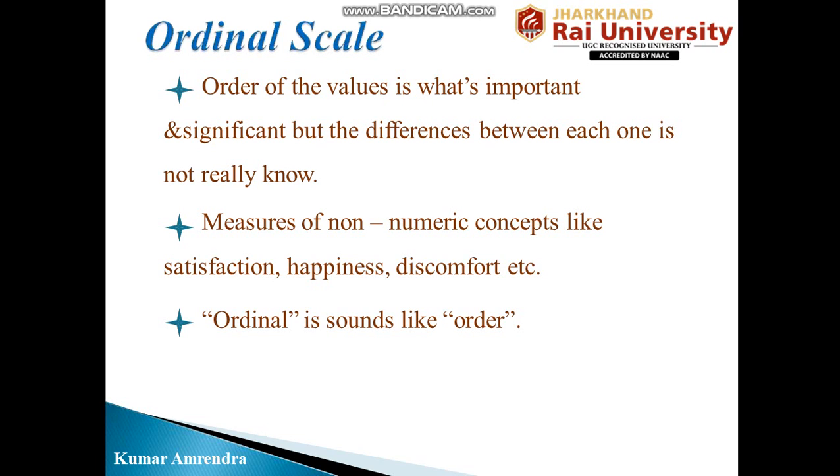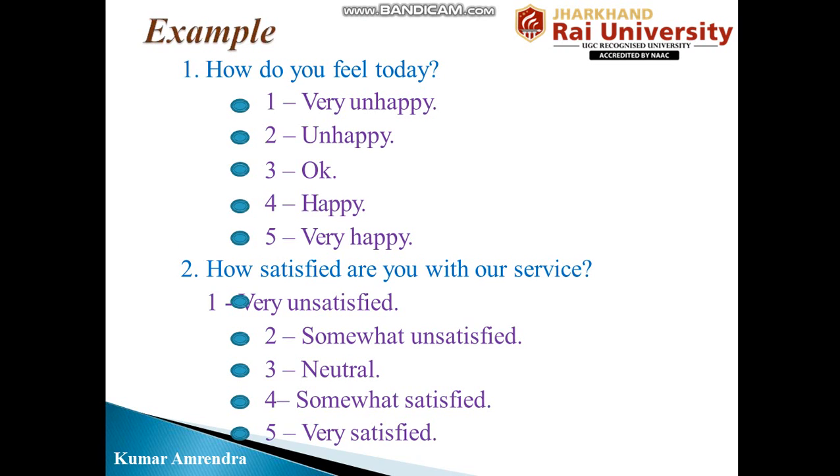The second one is ordinal scale. The order of the values is what's important and significant, but the difference between each one is not really known. It measures non-numeric concepts like satisfaction, happiness, discomfort, etc. So these are the things which come under the ordinal scale, and the word ordinal sounds like order. So it has some ordering factor.